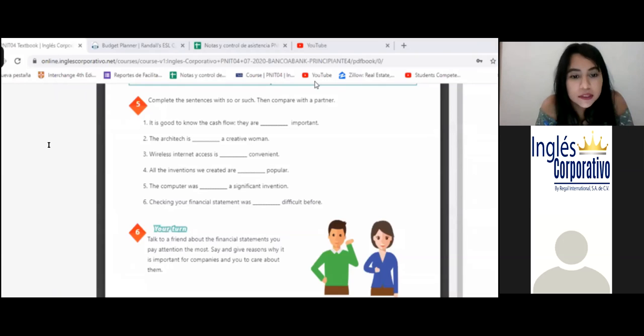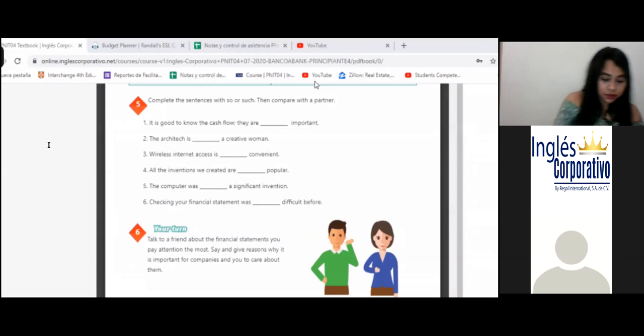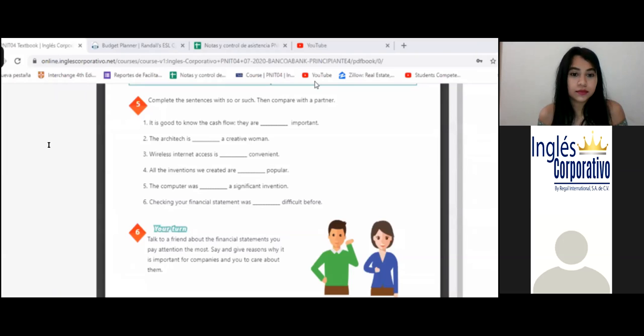Number three. Dice wireless, internet access. Wireless, ¿qué es? Inalámbrica. O internet. El internet. Es inalámbrica internet. Es muy conveniente. El internet. Solo que ahí, ¿qué puede ser?